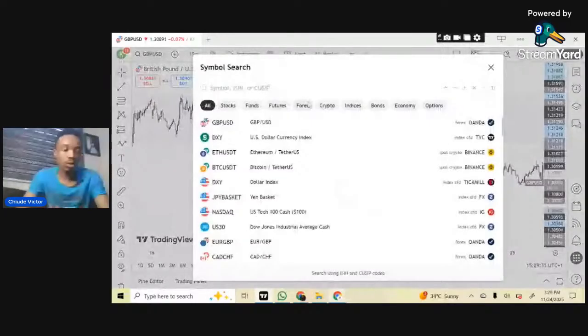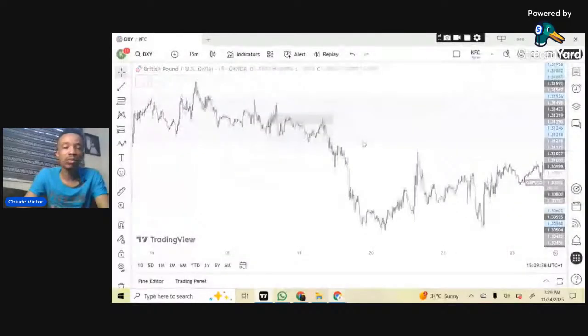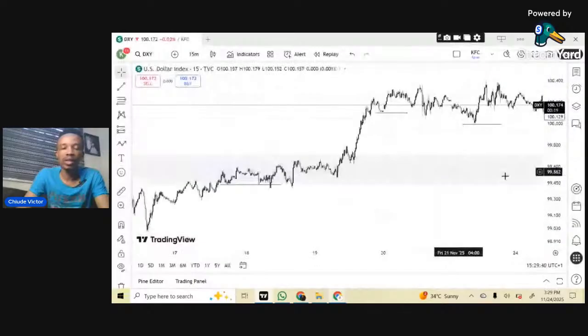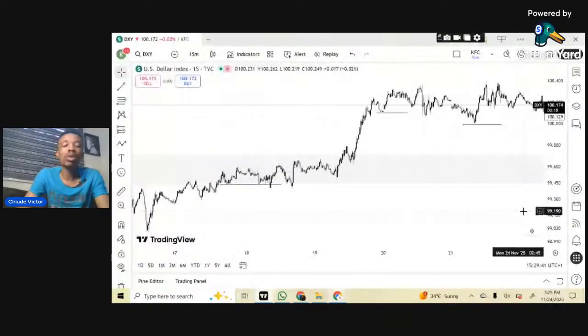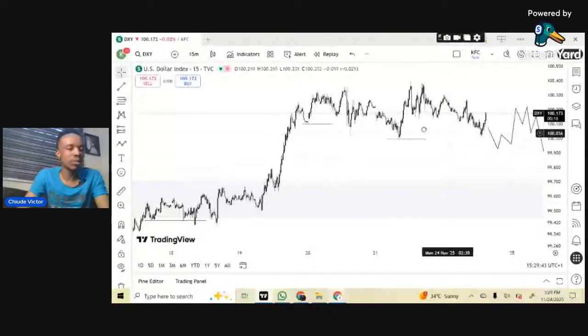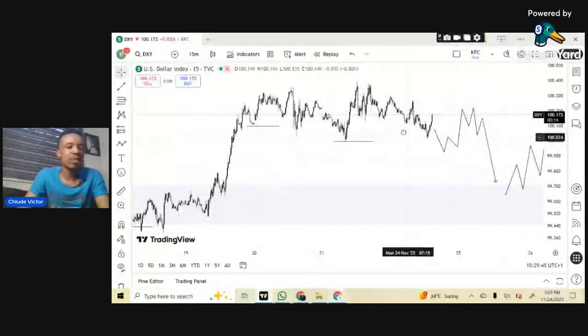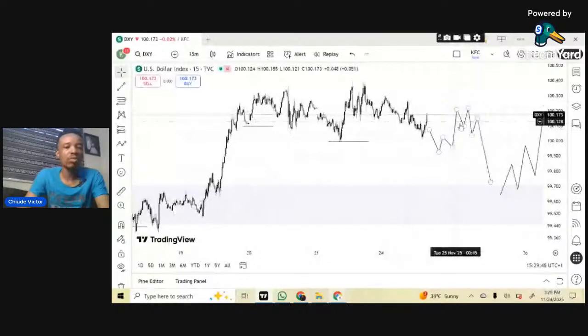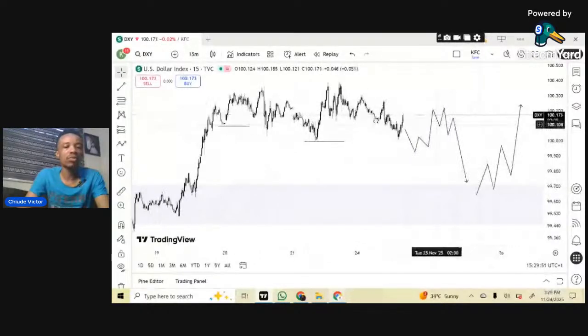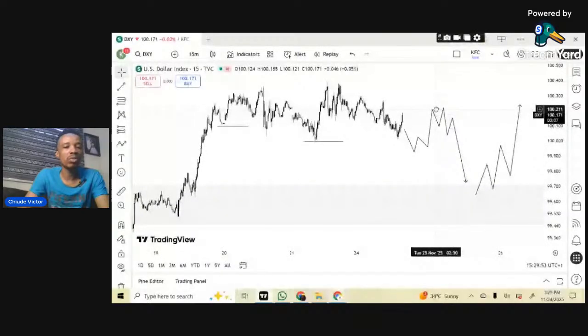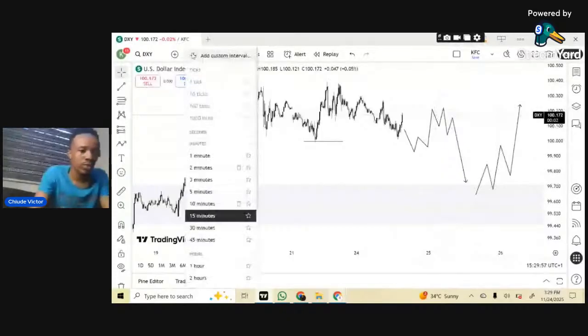Okay, so I think I mixed up something. Let me just correct that. So the dollar index is actually on a bearish move. So it's bearish long, bullish short. Okay, it's bearish long, bullish short because it's not on a bullish move.